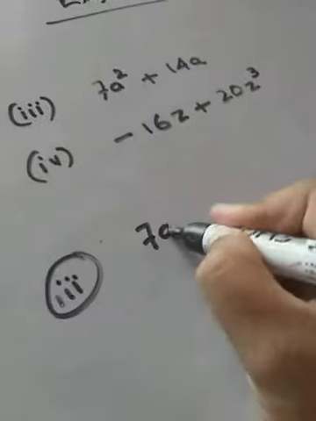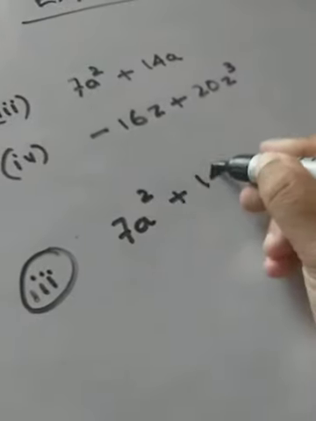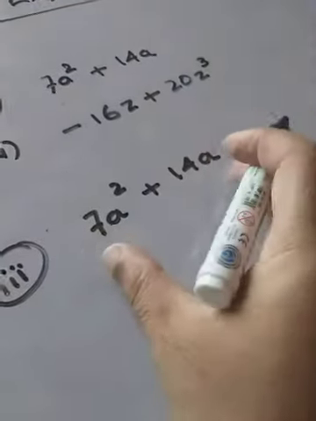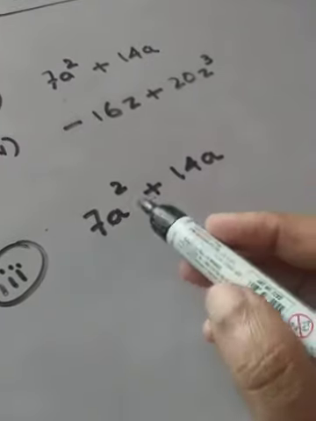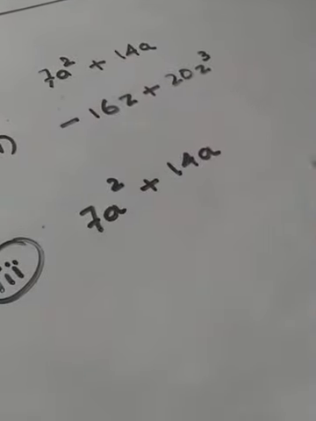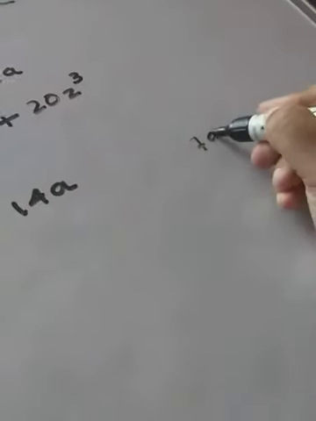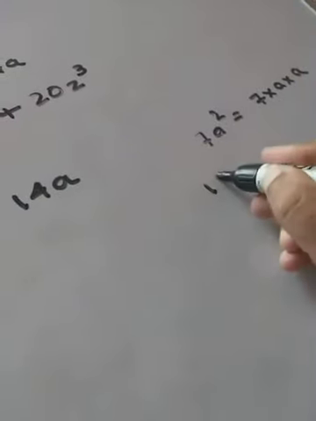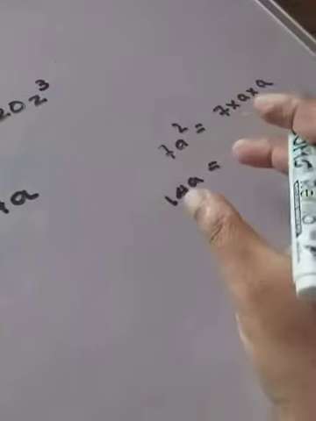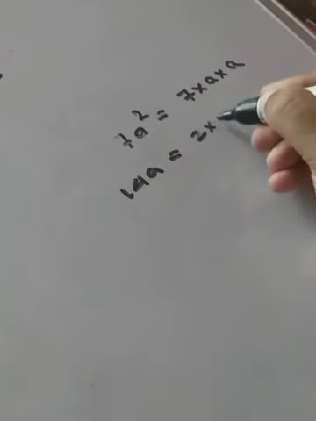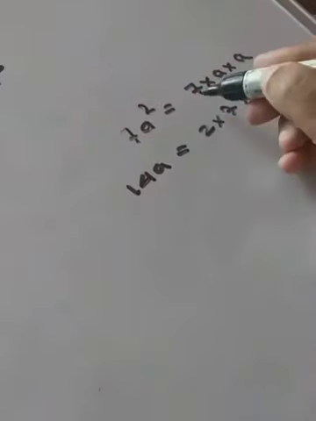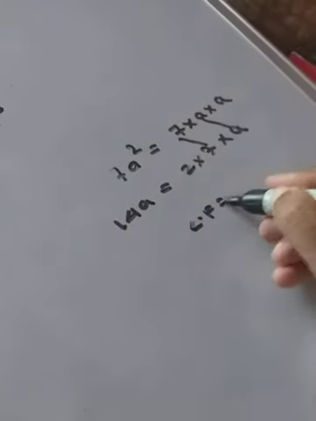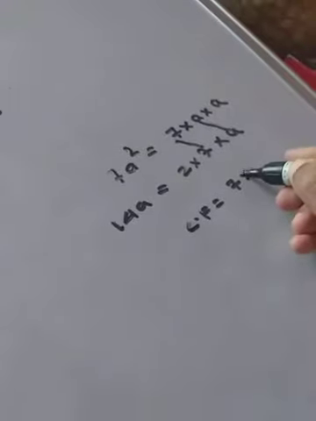Sum number 3 is given: 7a square plus 14a. Now we have to take the highest common factor. Always remember that when you are taking a common factor, regarding the numbers, we have to go for common factors. If you are confused, write 7 into a, and write 14 in irreducible form: 2 into 7 into a. So what terms are common? 7 is common and a is common, isn't it? So the common factors are 7 and a.